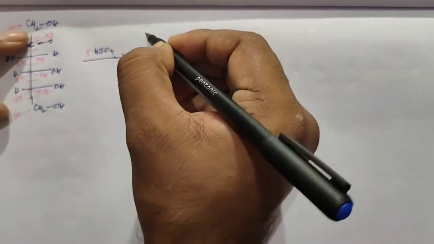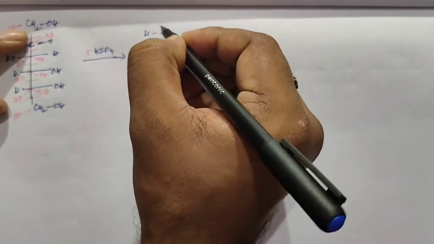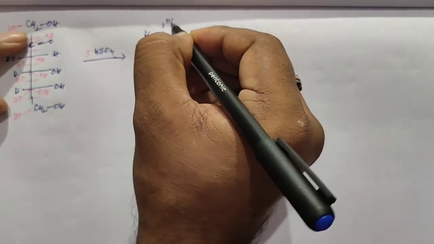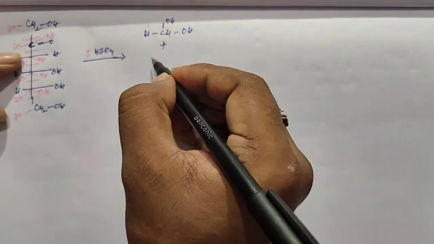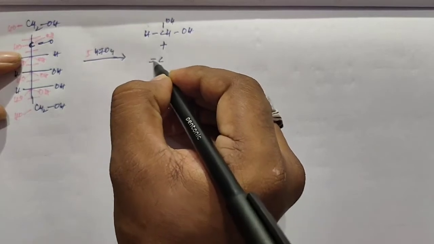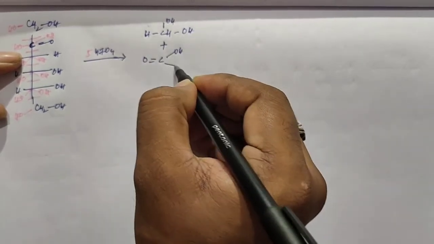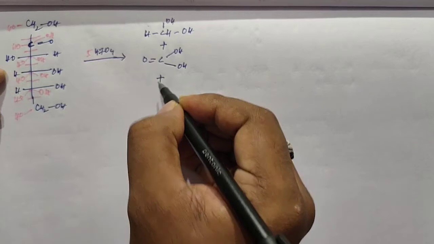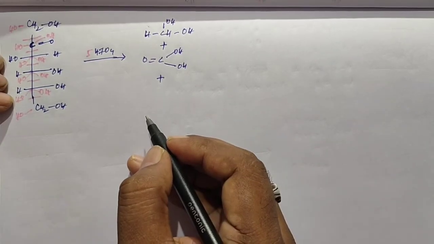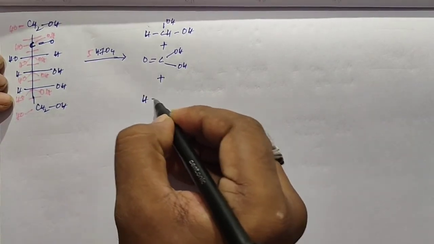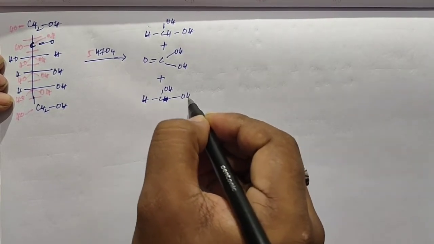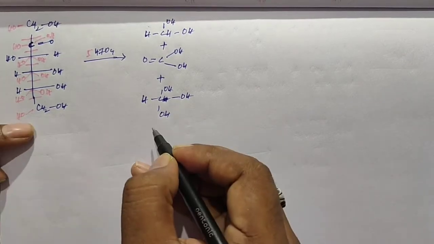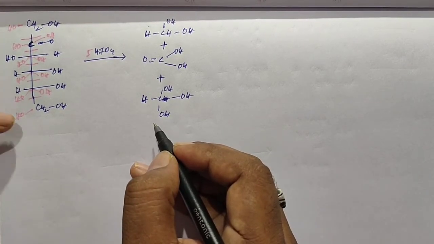After adding OH groups, the compound looks like HC(OH)(OH). The second one, C double bond O, OH and OH. So these three partitions are similar. And the last partition, so both the first and last partitions are similar. So we get 2 moles of this.